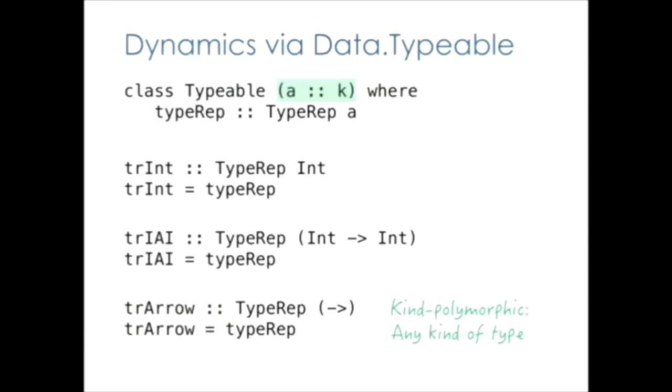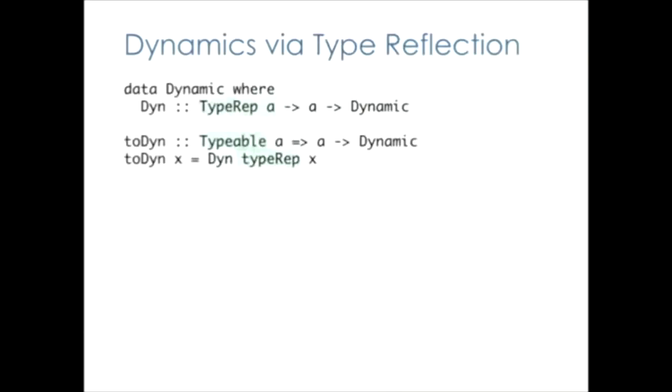We have type representations. We want to implement type Dynamic. How can we do that? So here it is. To create our dynamic type, we're just going to pair a type representation with a value of that type. This data type definition is usually called an existential data type.